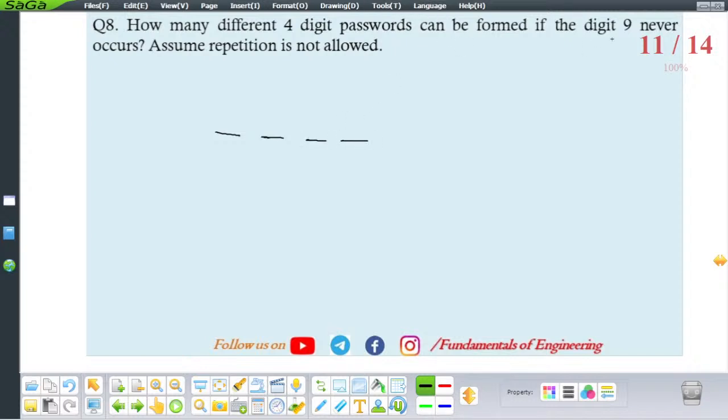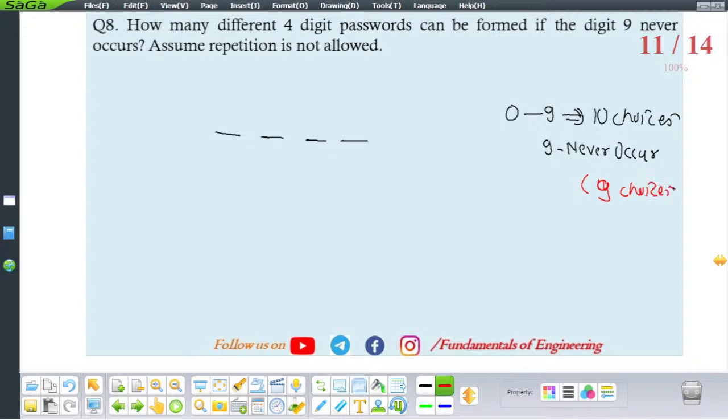Whatever the remaining numbers are, we can use. How many remaining numbers? 0 to 9, so 10 choices are there. But among that, I am not using 9. So how many choices? We get 9 choices, because 1 is gone from the 10.